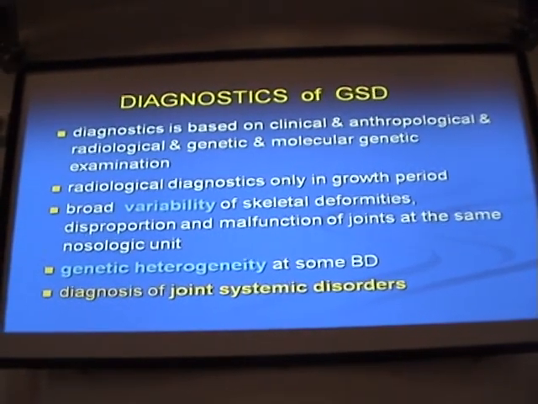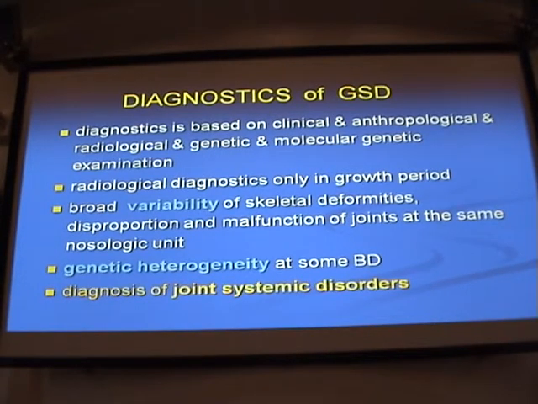Diagnostics is based on clinical and anthropological, radiological, genetic, and molecular genetic examination. In some cases, histological and electron microscopy examination is also suitable. Radiological diagnostics only in growth period. There is broad variability of skeletal deformities, disproportion and malfunction of joints in the same nosologic unit. And genetic heterogeneity is typical for some bone dysplasias, for example, osteogenesis imperfecta. There are known more than 200 molecular defects at present. And what is necessary is also diagnosis of joint systemic disorders.